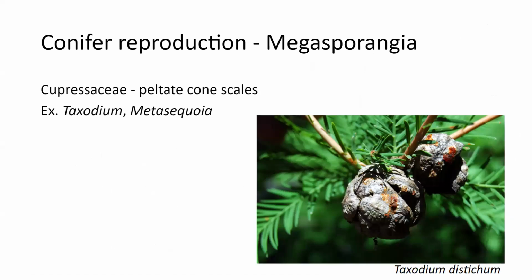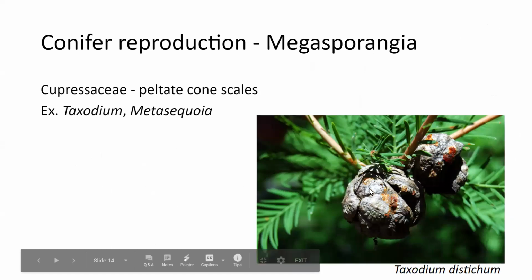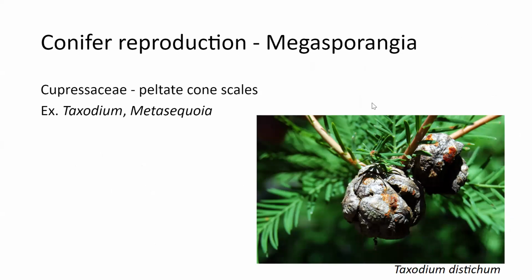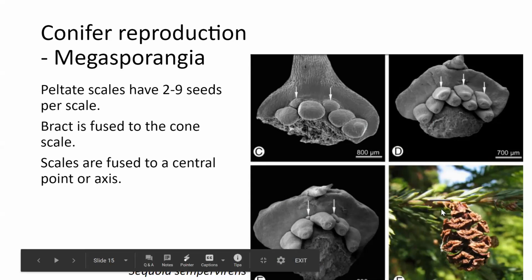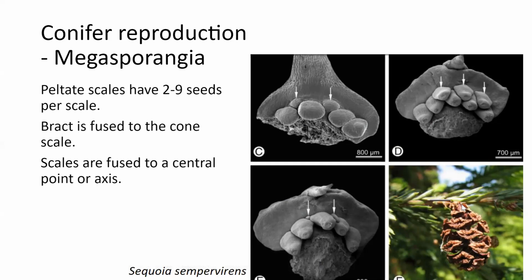In Cupressaceae, remember we talked about peltate cone scales, right? So they can be tightly closed, just like pine cones. And some examples of genera that we'll learn in class are Taxodium, as well as Metasequoia. And then for peltate scales, they have 2 to 9 seeds per scale. So the bract is fused to the cone scale, and then the scales are fused to a central point or axis. So they're sort of sitting here gathered inside of those peltate or shield-shaped scales. And then those cones open up to get the pollen in. So that's what those look like zoomed in. And this is an example of Sequoia sempervirens.